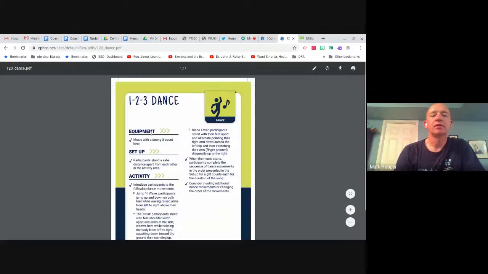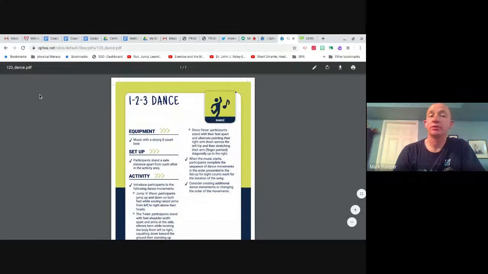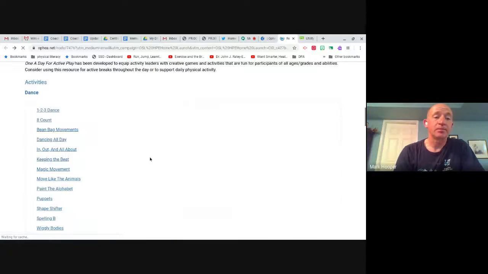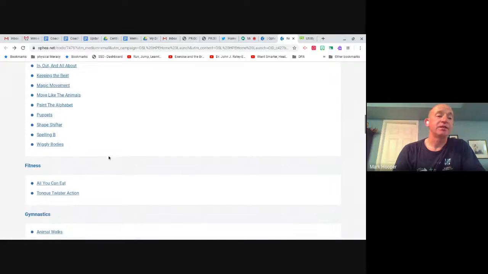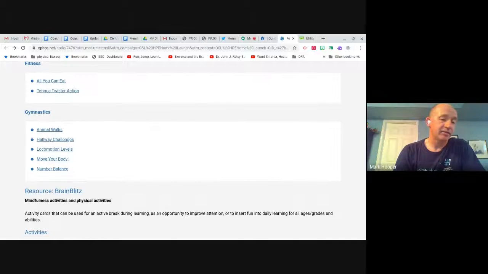So here's some dance activities that you can actually take a look at, and you can work with your students at home to do this activity. Parents can do this with their kids. Teachers can present this to their students, and they can actually do it at home. So that's some of the dance activities. They have fitness ones, 1 a day for active play, some gymnastics activities.